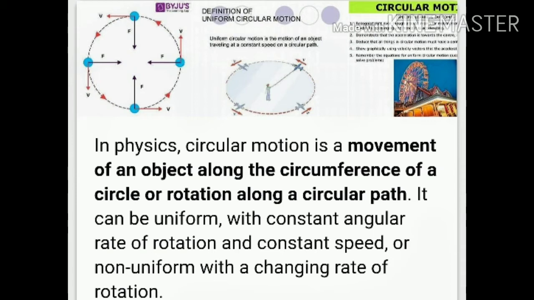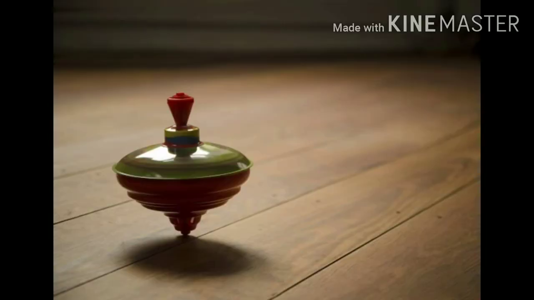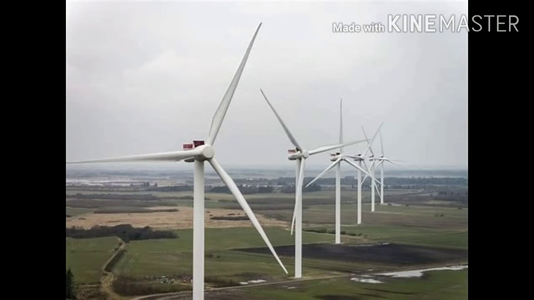Definition of circular motion: circular motion is movement of an object along the circumference of a circle, or rotation along a circular path. Some examples of circular motion: motion of blades of a fan, spinning of a top, spinning blades of a windmill, etc.